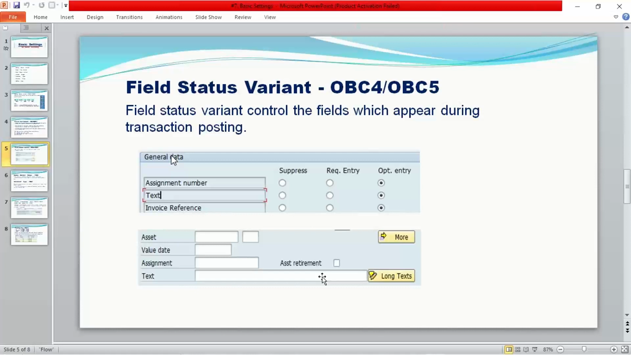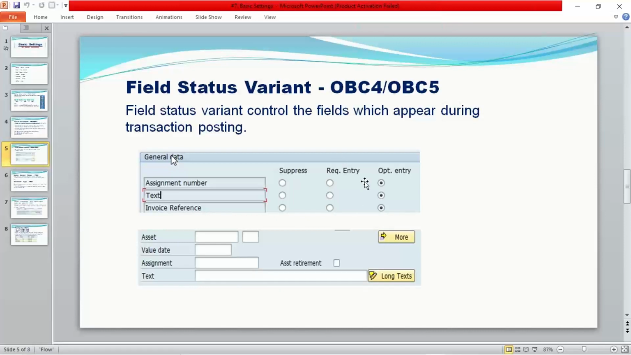Certain details doesn't mean that they are going to write ABC. Of course, if the user has forgotten to specify the details and tries to post the transaction, SAP will not allow them to save that entry unless they specify certain narration here. This is certain text. Narration is nothing but text only, right? So optional means whether they specify or not, that doesn't matter. Required means they must specify, and suppress means it is going to disappear. These are the three options.